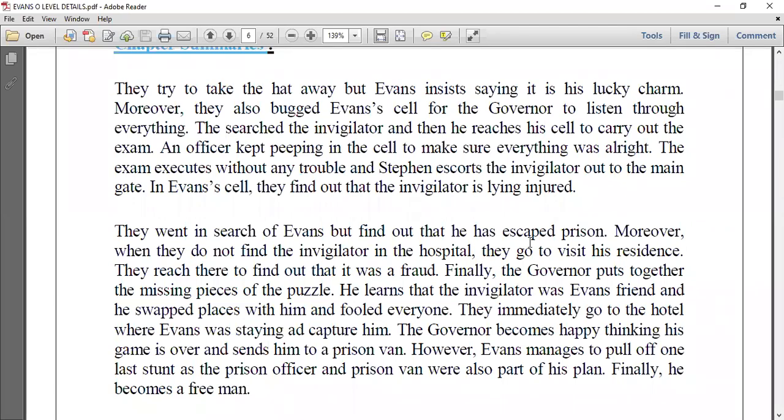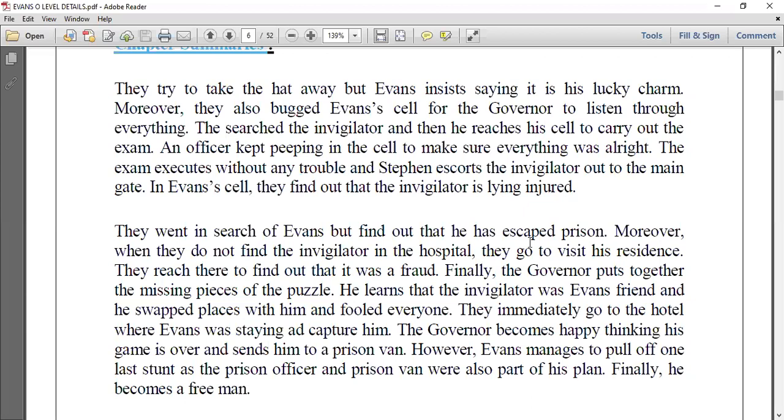The exam started without any trouble. Stephen, the junior assistant of Jackson, the senior officer, escorts the invigilator. Stephen, who was recently recruited, received a direct call from the governor, very important, before the completion of the examination, asking him to escort the invigilator out to the main gate.